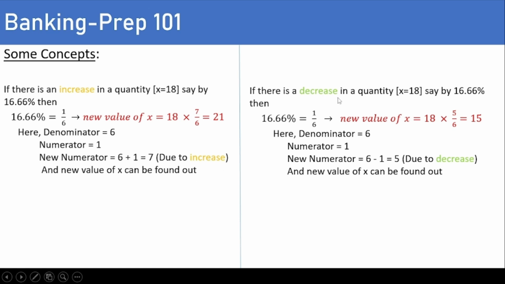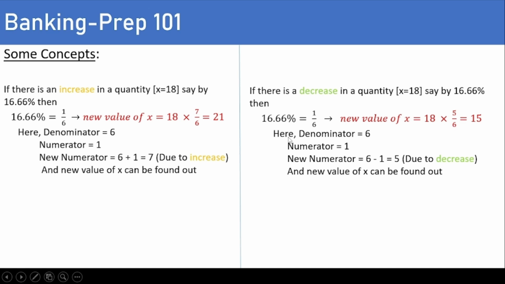Similarly, if there is a decrease in a quantity, say x is equal to 18 decreased by 16.66%, then again the same thing: 16.66% is 1 by 6. So the new value of x becomes 18 into 5 by 6, 5 by 6 because there is a decrease. So the denominator is 6, the numerator is 1. We subtract 1 from 6, so it becomes 5. So the new numerator becomes 5, and the new value of x becomes 18 into 5 by 6, that is 15.